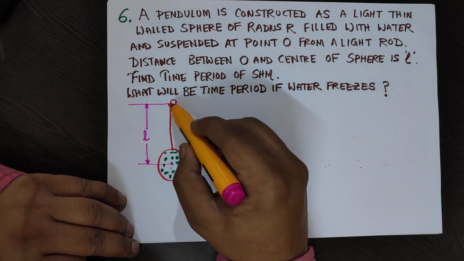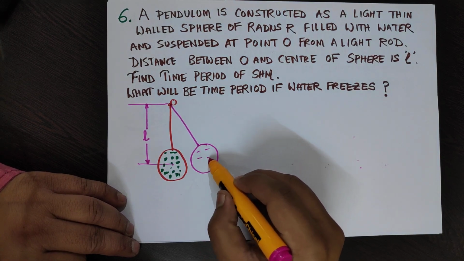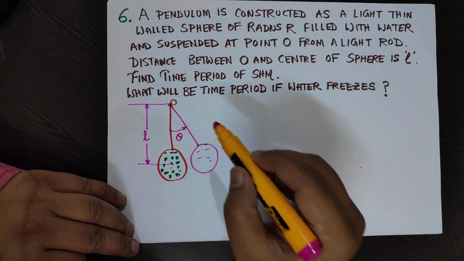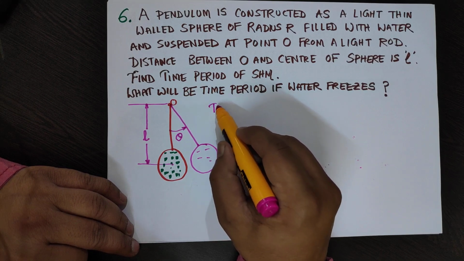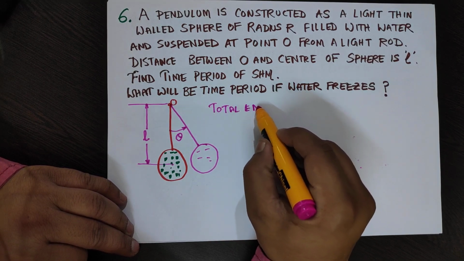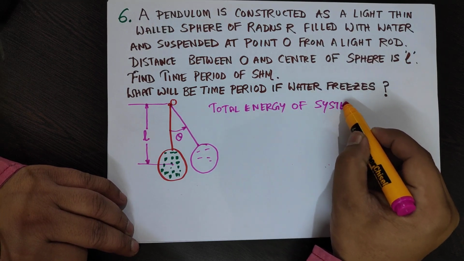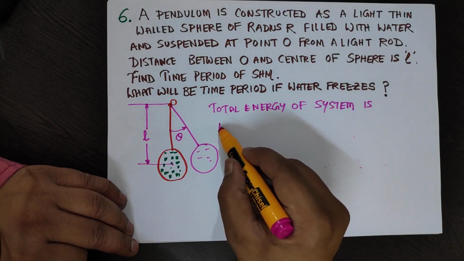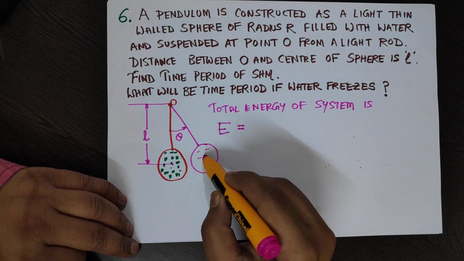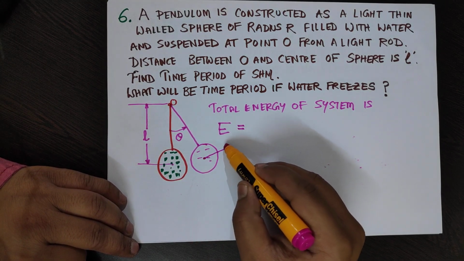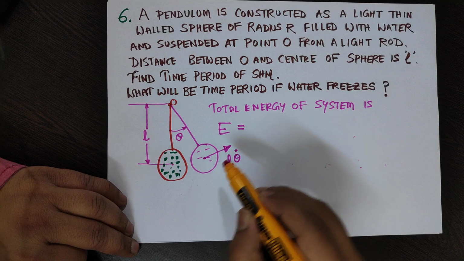As this rod oscillates, let the angular displacement be theta. So the total energy of the system, I can write E equal to, okay. Now, what is the velocity of this center of mass? So that is L d theta dt. That means theta dot, right? Theta dot is d theta by dt.